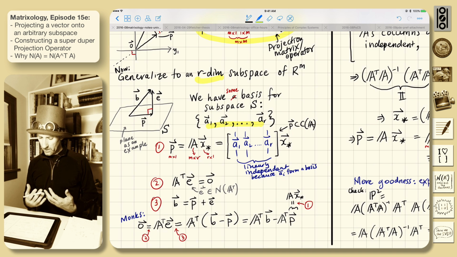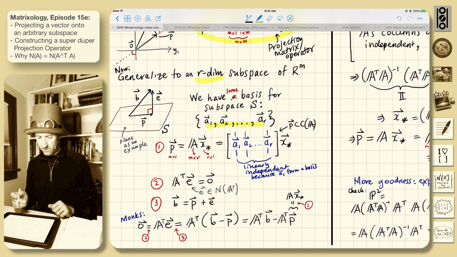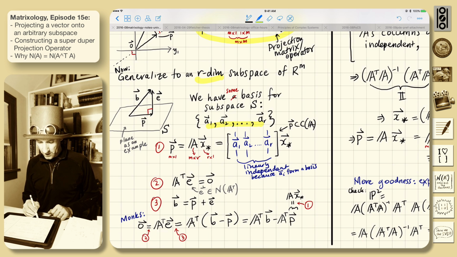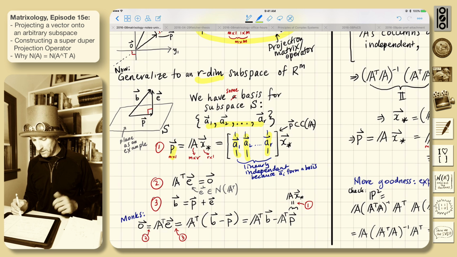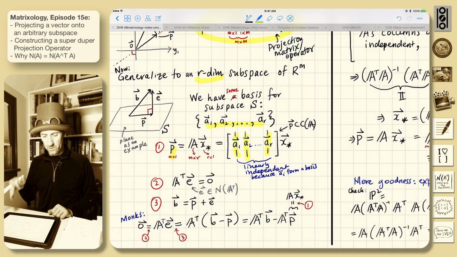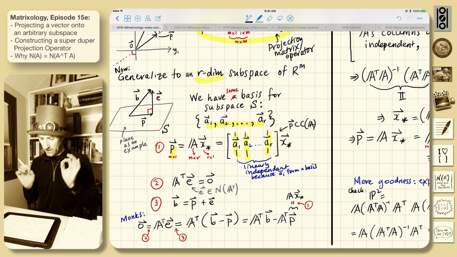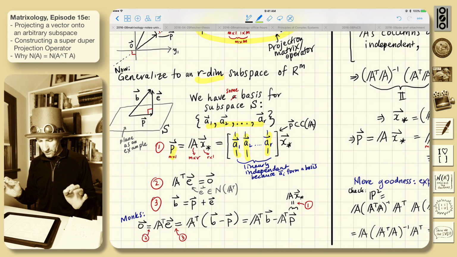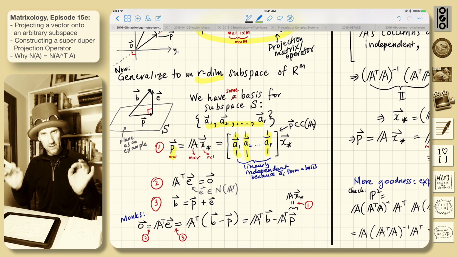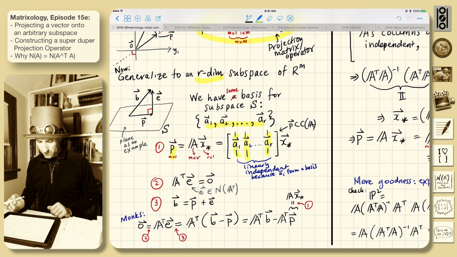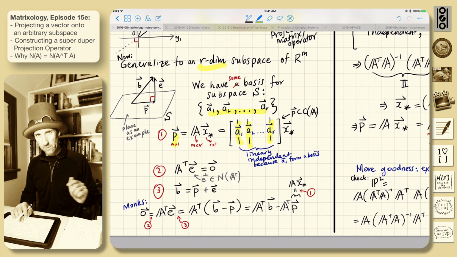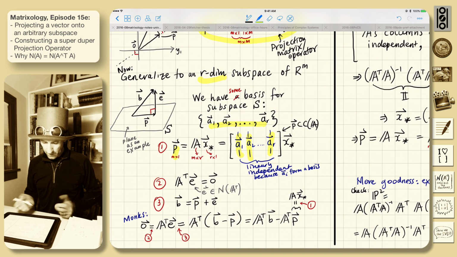And we build something that looks a lot like an Ax equals b type problem, right? So we're going to say P is some combination of these basis vectors. And that's what x star is, right? So weights. This is the column picture. And these are linearly independent because it's a basis. So it looks exactly like A x star equals P from the start. We know these things, right?